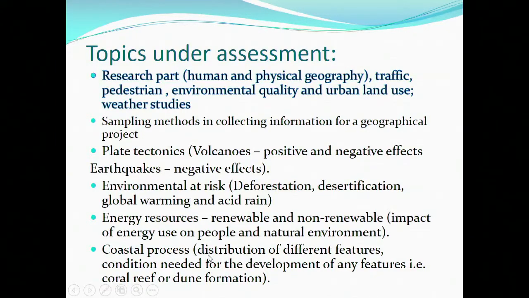Another topic that you could critically analyze is the coastal process, whereby I want you to look at the distribution of different features. For example, features like the formation of dunes, where to find them, the coral reef, where to find them, and the conditions needed for the development of these features. All these features have to do with the coastal process or the marine process. That is how other books analyze this topic.